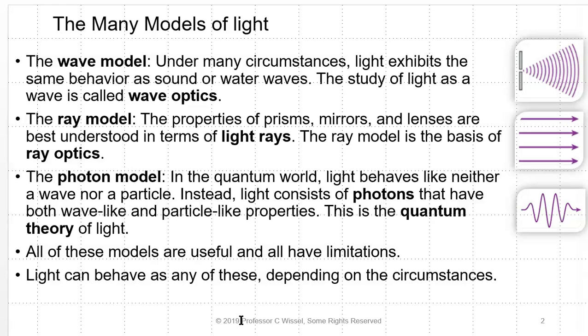The photon model is a quantum idea, and light behaves like neither a wave nor a particle. Instead, light consists of photons that have both wave-like and particle-like properties, and this is the quantum theory of light. All of these models are useful, and all of them have limitations. Light can behave as any of these depending on the circumstances.